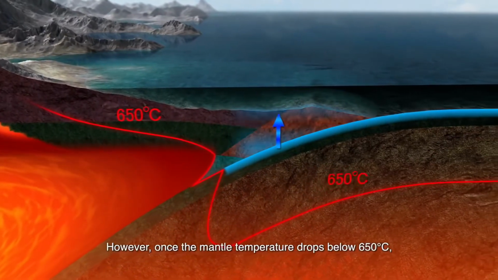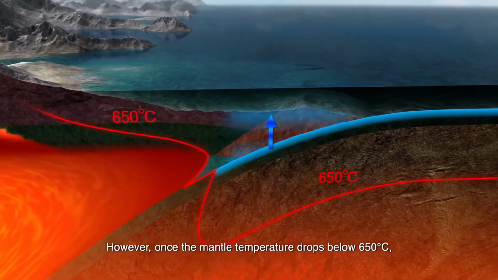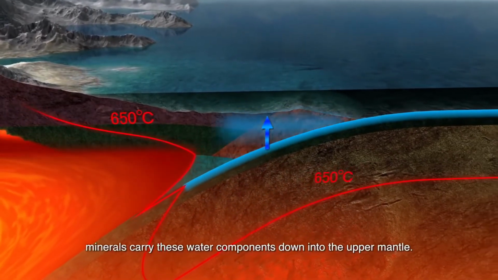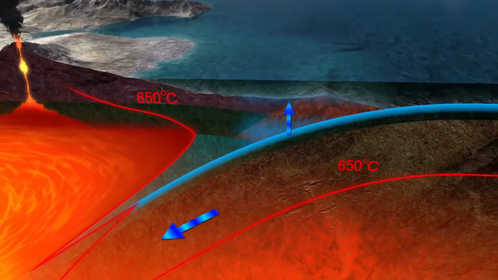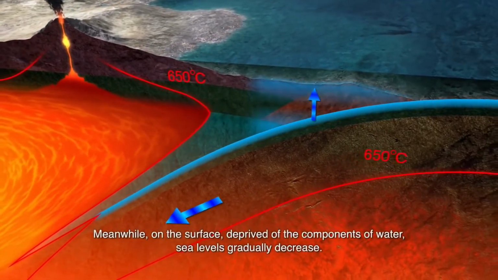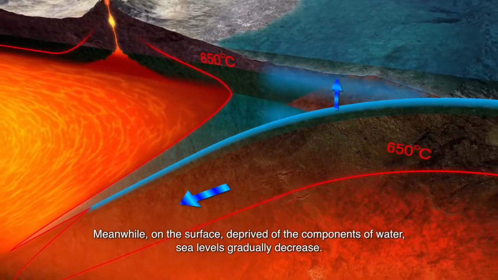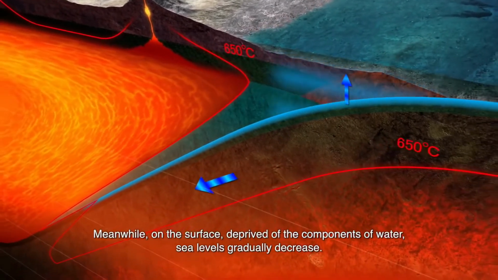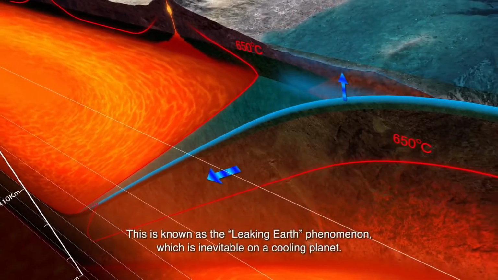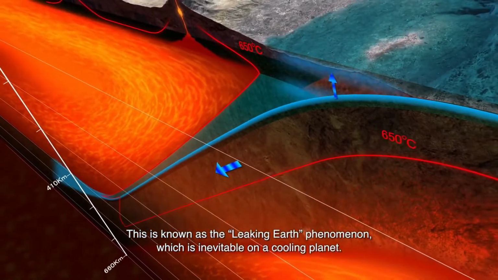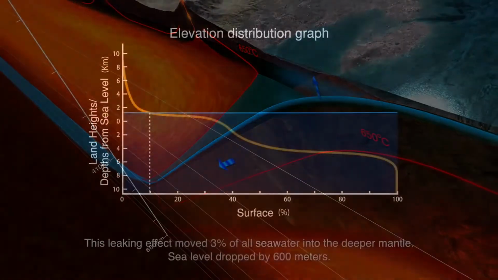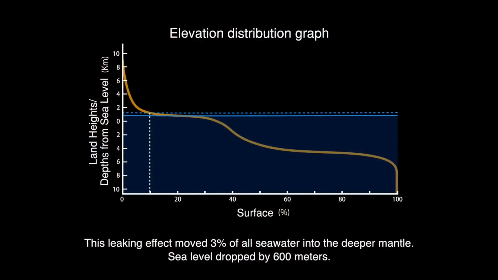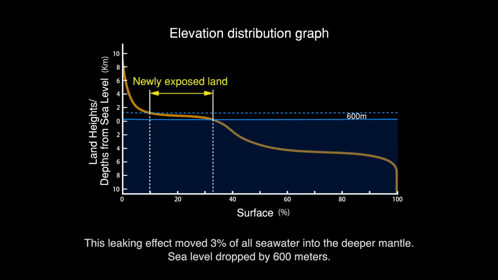However, once the mantle temperature drops below 650 degrees Celsius, minerals carry these water components down into the upper mantle. Meanwhile, on the surface, deprived of the components of water, sea levels gradually decrease. This is known as the leaking Earth phenomenon, which is inevitable on a cooling planet. This leaking effect moved 3% of all seawater into the deeper mantle. Sea level dropped by 600 meters.